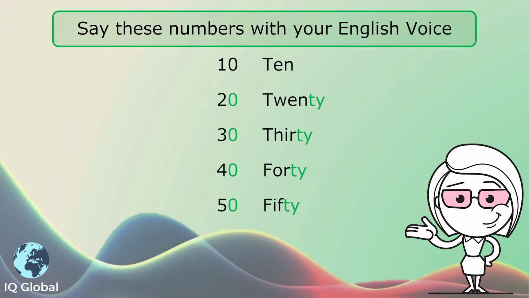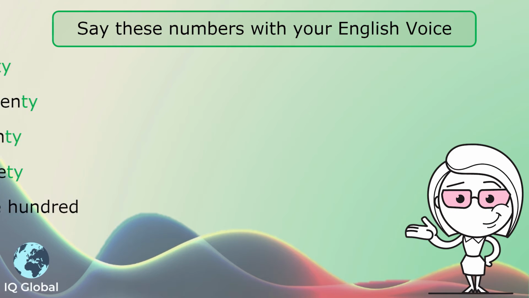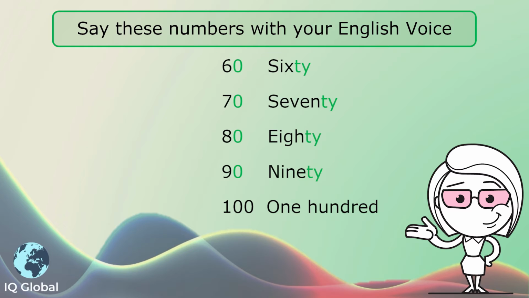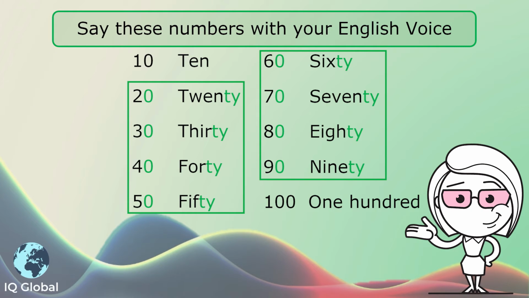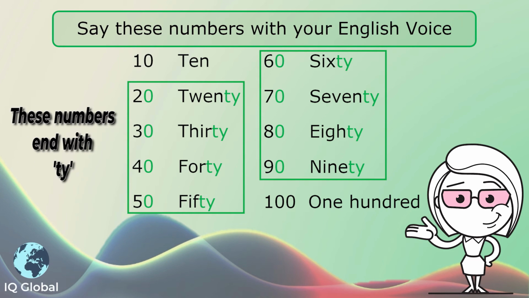One more time. 10, 20, 30, 40, 50, 60, 70, 80, 90, and 100. Now, as you can see, all these numbers except 10 and 100 end with T.